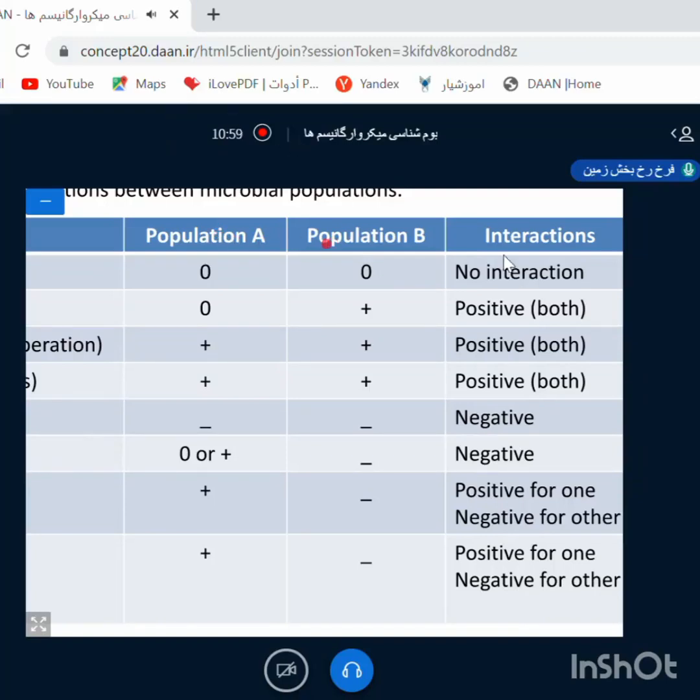If population A is close to population B and it is beneficial for population A to be with population B, yes? What is minus or negative? It means when population A is with B, it is negative for population A. It is not beneficial. Population B has an adverse effect on population A, so it is negative.